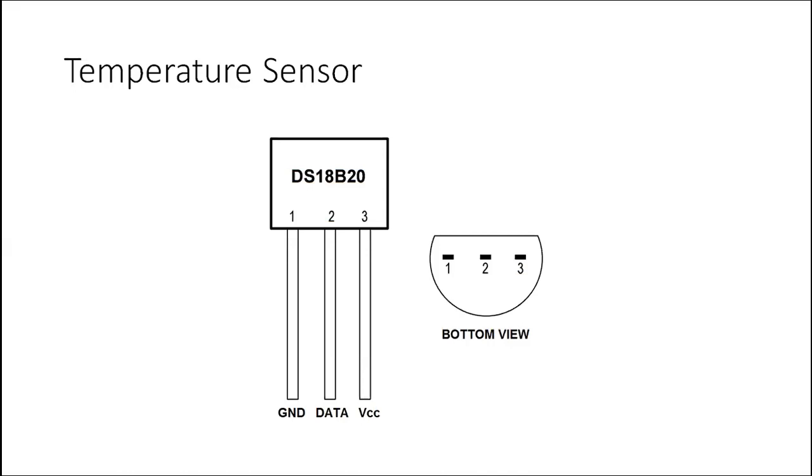In this temperature sensor, we have 3 pins, pin 1, 2, 3. If you take the temperature sensor, the flat side of the temperature sensor you have to point towards you. In that, the middle one is your data. Then on the left side you have ground and on the right side you have VCC. So this is your temperature sensor pin diagram.